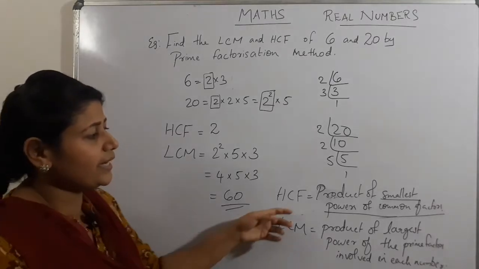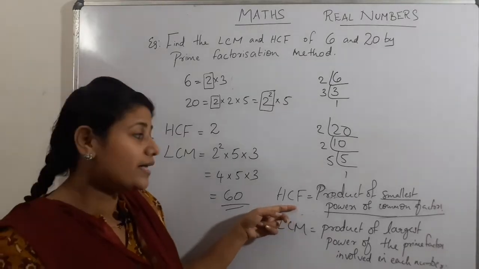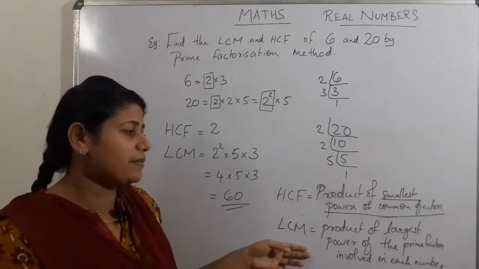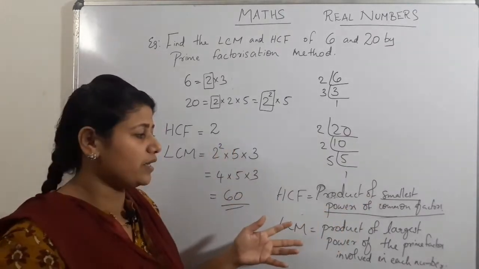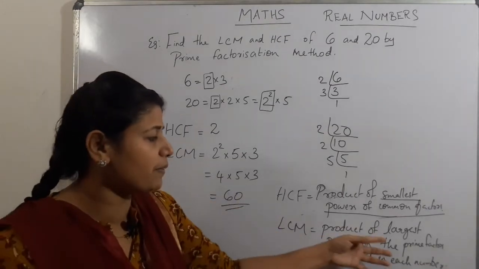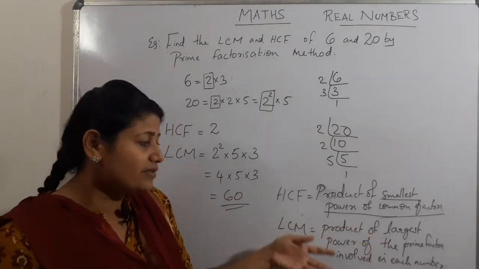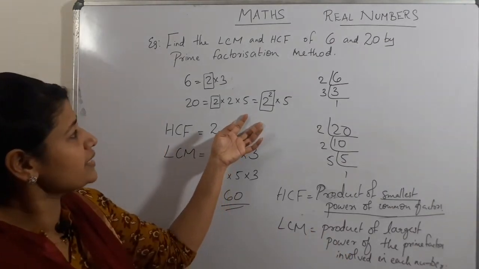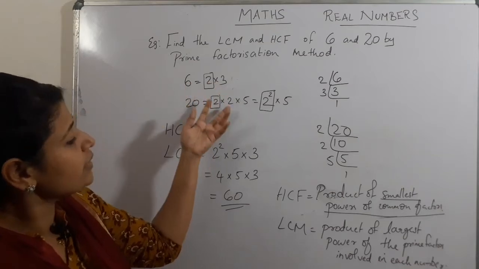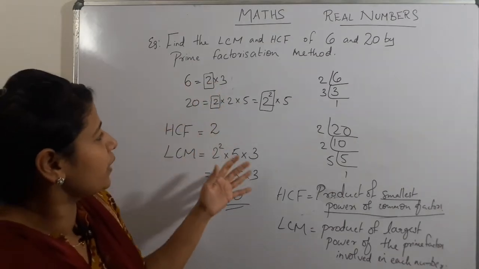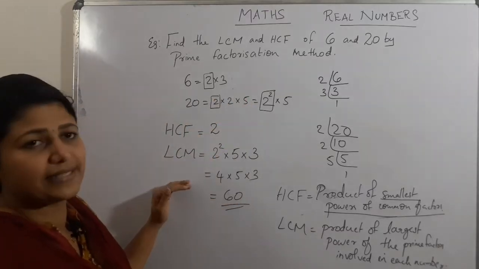Understood? So once again, HCF is the product of smallest powers of the common factor. And LCM is the product of largest powers of the prime factors involved in each number. Whatever may be the numbers, in each number how many prime factors are there or which power is the highest one, that we have to take for the LCM.